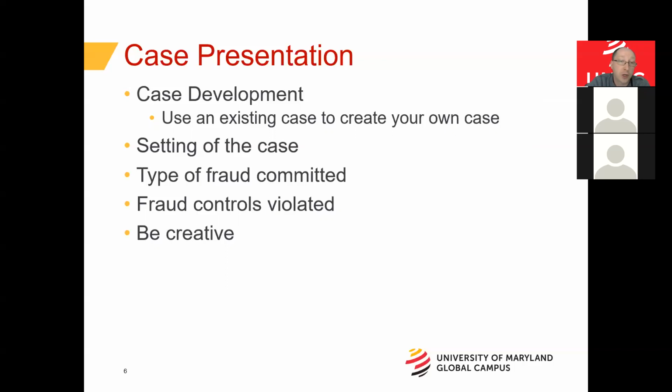What were the fraud controls that were violated? This is an interesting one. So think about COSO. Think about the type of controls that are in place to prevent fraud. How did the fraudster, or the person committing the fraud, circumvent the controls that were in place to prevent the fraud in the first place?